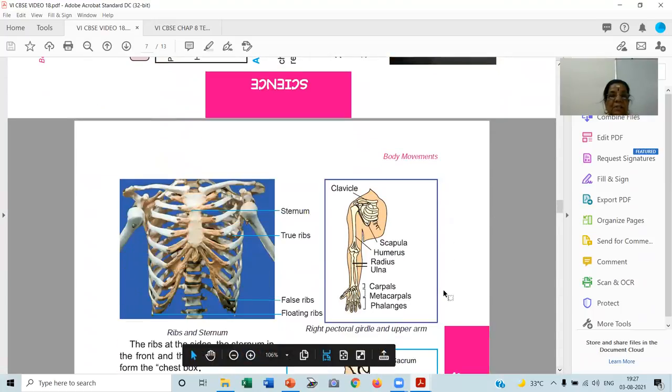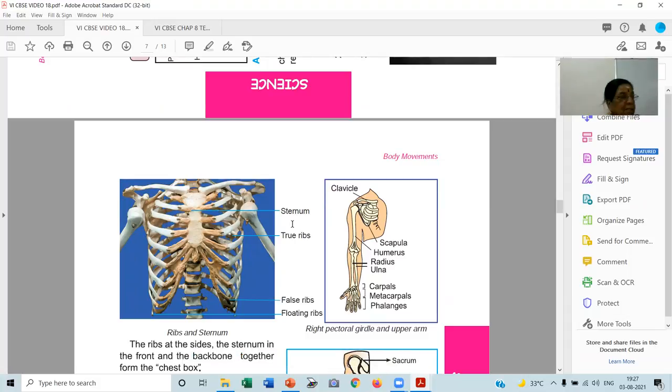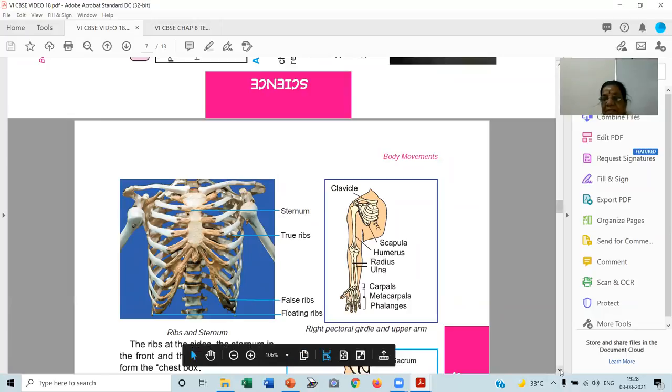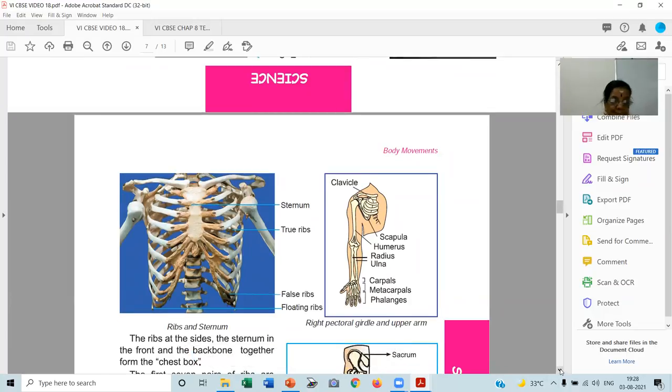And then see here, ribs and sternum. Then I do labeling of the sternum for clarity, the broad bone, the sword bone, sternum. And then on the upper arm, clavicle and scapula labeling for it, then humerus, radius and ulna, wrist bones are the carpals, palm is the metacarpals, fingers are the phalanges. Go through the panel.